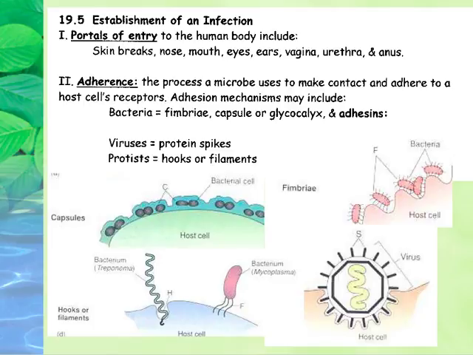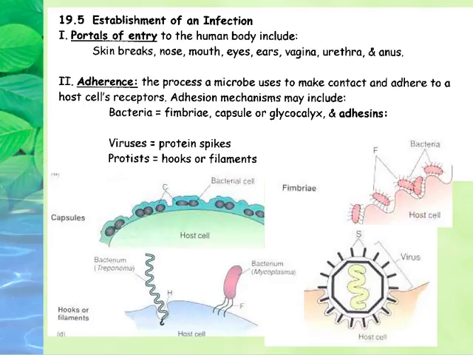Now, when we look at the establishment of an infection, there are several portals of entry in which colonization occurs. Okay, lots of vocabulary in this unit. We're going to do an activity that's going to help you with all this. But the portals of entry of the human body include skin breaks, so if you get a cut or a scrape, your nose, your mouth, your eyes, your ears, vagina, urethra, and anus. Okay? So we've got this pathogen. It's at the portal of entry. It's trying to colonize. In order for it to colonize, it has to adhere.